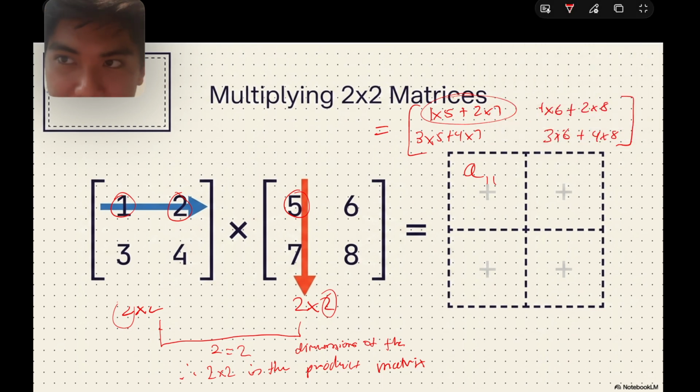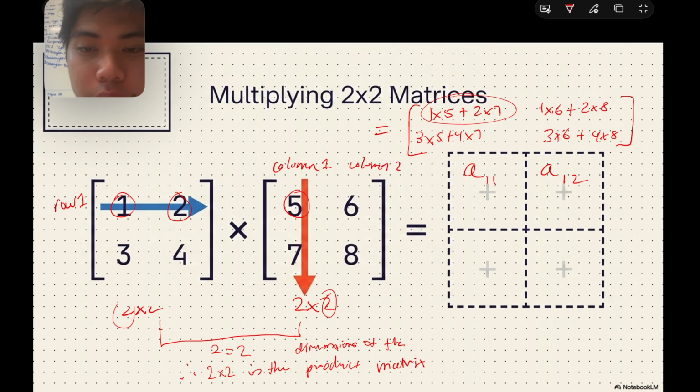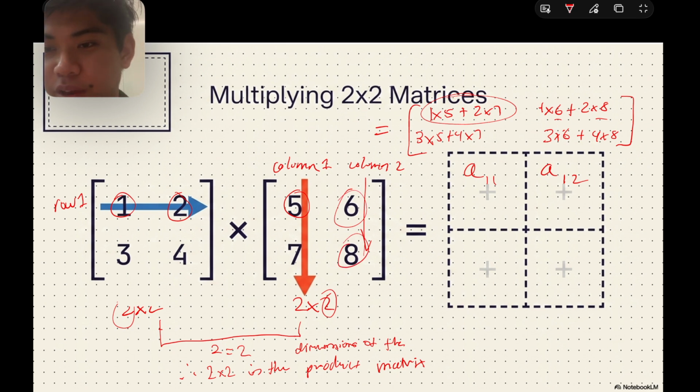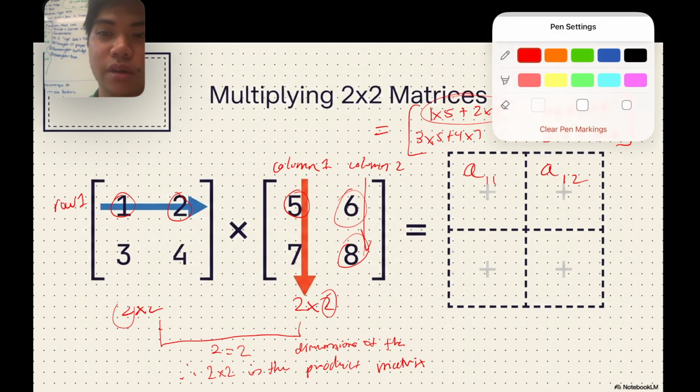We are multiplying by row 1 of the first matrix and column 1 of the second matrix. Then similarly for A12, or row 1, column 2, it's row 1 times column 2. So we're going down here. That's why we're getting these 6 and 8 as what we're multiplying through and computing. Okay, so back to the actual question.